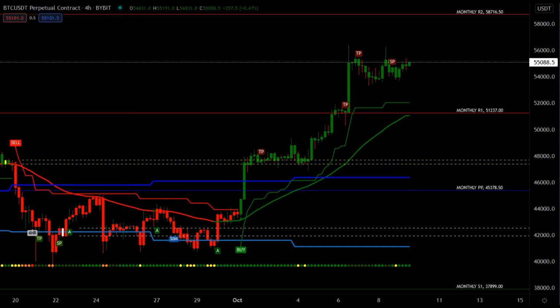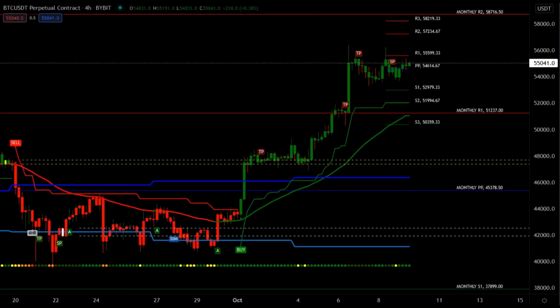We know where the destination is. In this case, it's either going to be monthly R1 or monthly R2. Things look bullish right now, so I expect us to hit monthly R2 rather than reversing. But if price does reverse, it's most likely to bounce off of that monthly R1 pivot point, refuel, and then head back up to monthly R2. So although we don't know the exact journey, we do know the destinations using these monthly pivot points.